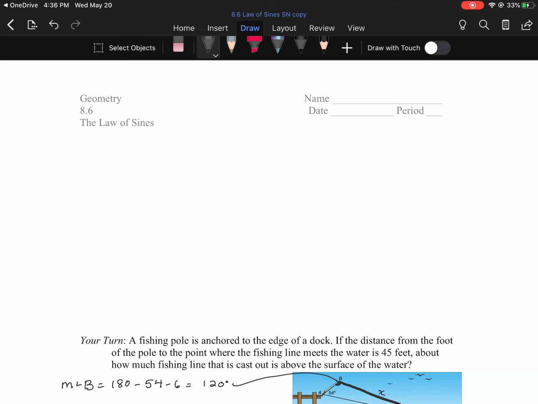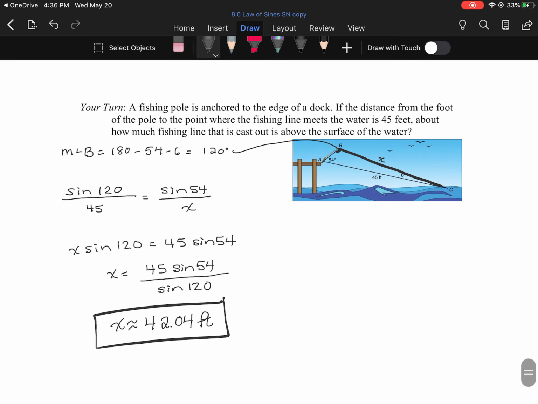All right, so hopefully you're able to figure this problem out. Looking at the picture, you needed to find how much fishing line that is cast out above the surface of the water. So that's the side of the triangle that I labeled X and highlighted to be darker. So we first had to find angle B and then set up our proportion and solve, and we get that there is approximately 42.04 feet of fishing line let out above the surface of the water.